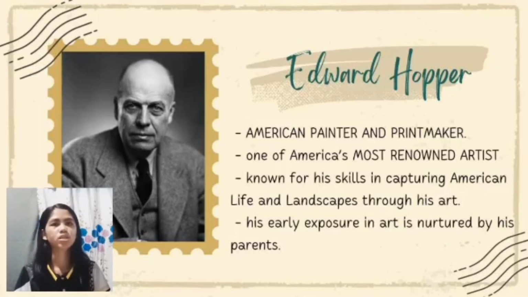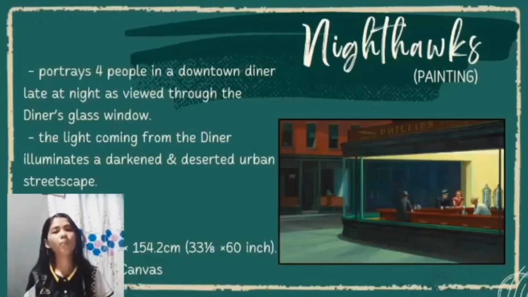So Hopper's work, spanning oil paintings, watercolors, and etchings, predominantly explores themes of loneliness and isolation within American urban and rural settings. Hopper's most famous painting, Nighthawks in 1942, epitomized his interest in quiet, introspective moments of everyday life. The artwork portrays four people in a downtown diner late at night as viewed through the diner's glass window. The light coming from the diner illuminates a darkened and deserted urban streetscape.